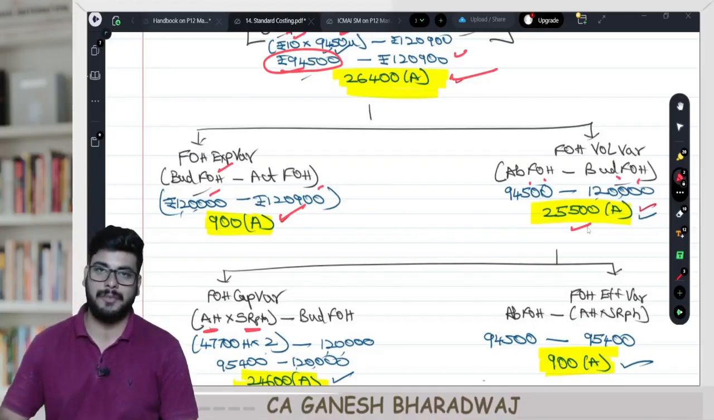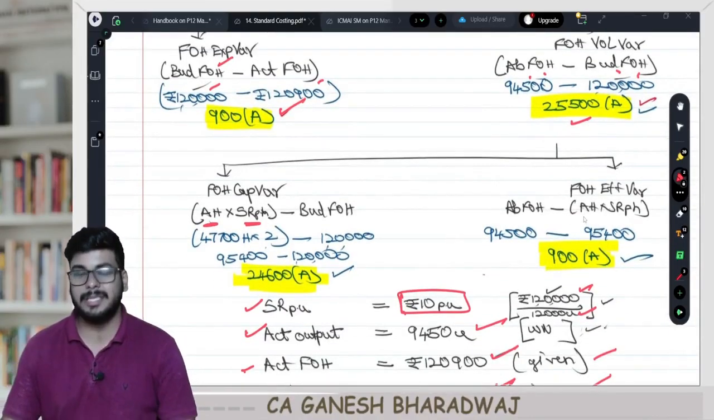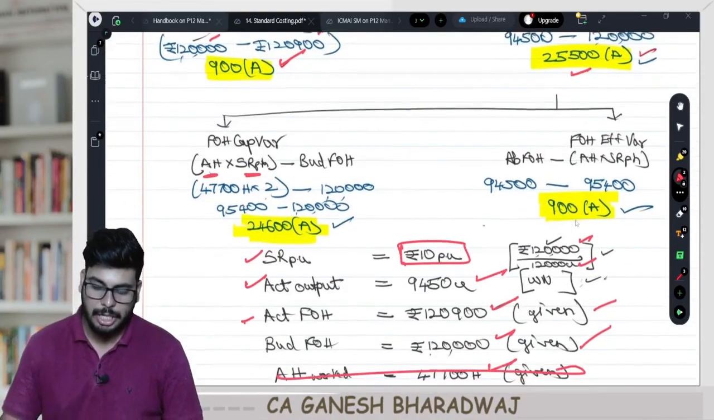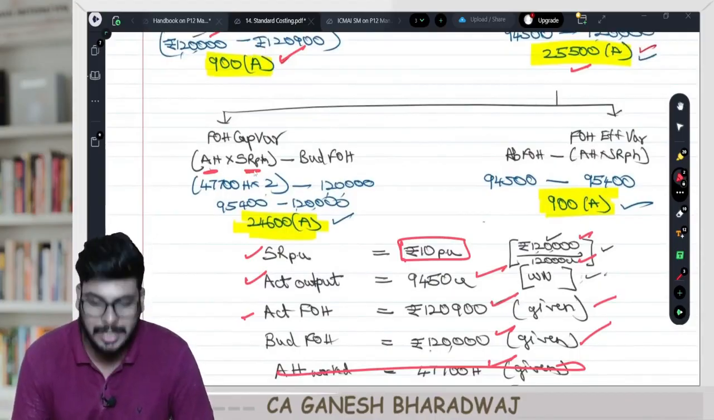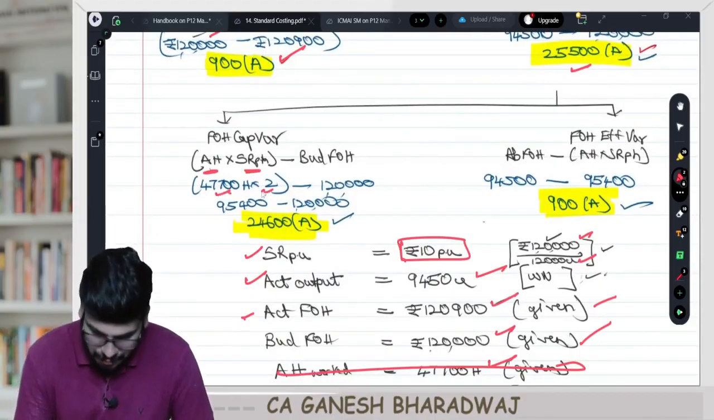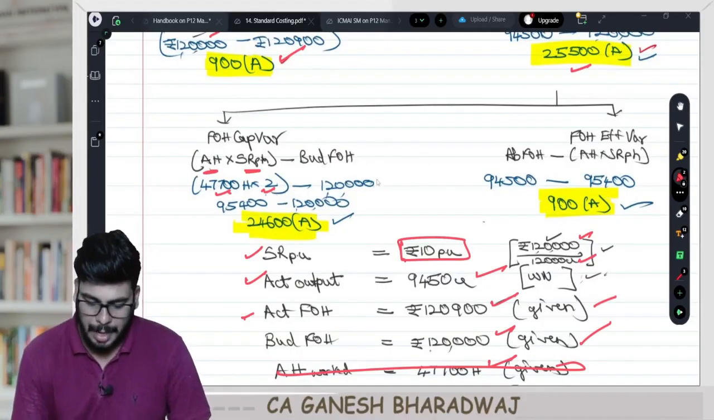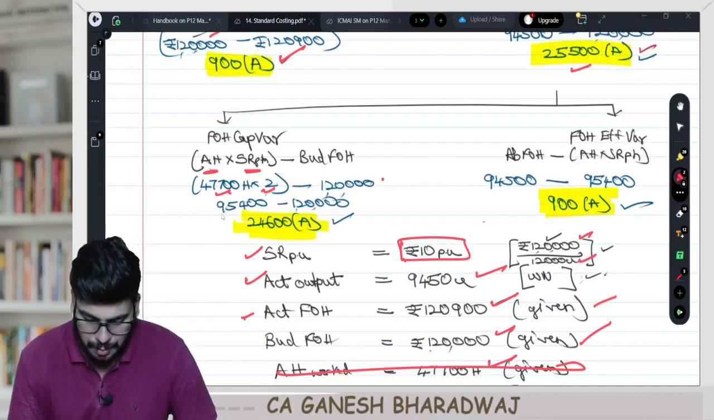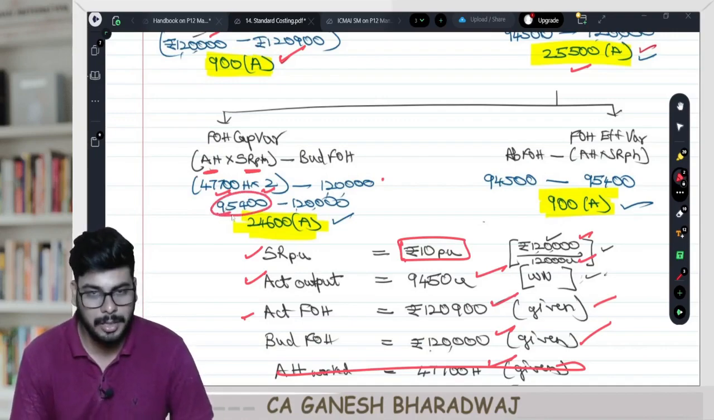Now this gets further bifurcated into two: fixed overhead capacity and fixed overhead efficiency variance. So here it's going to be actual hours into standard rate per hour. The figures are all given. We just calculated the ingredients, plug the figures. 47,700 into 2. Absorbed overhead is 1,20,000. So here the actual hours into standard rate per hour is going to be 95,400, right?